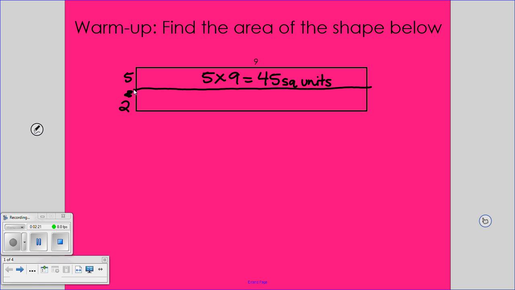If you did not break up the 7, that's totally fine. Completely fine. Alright, now let's go down to the 2 section. We have 2 times what?